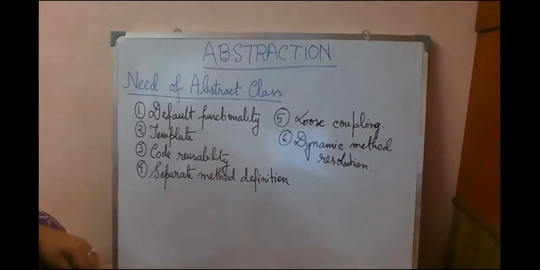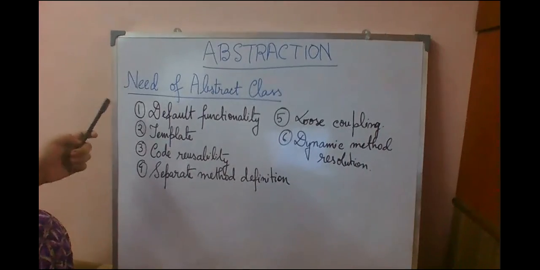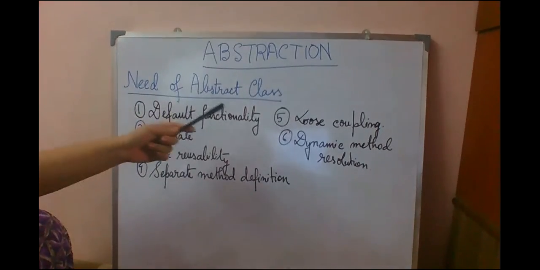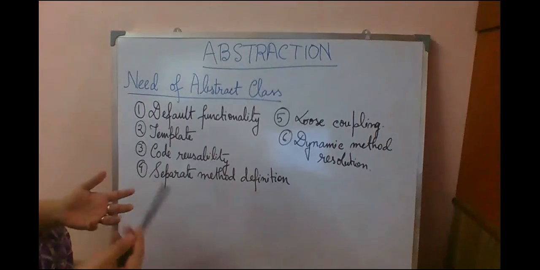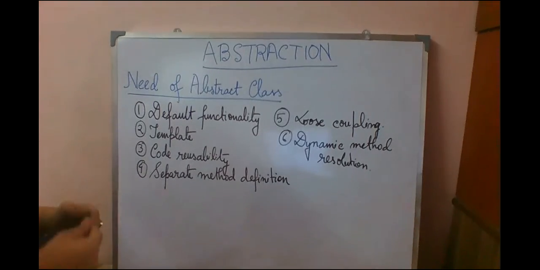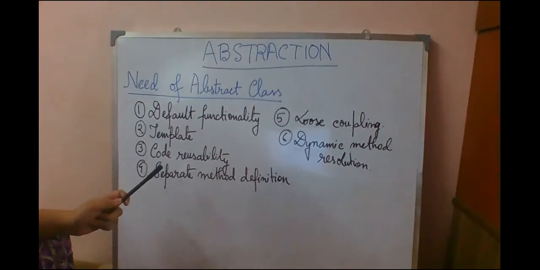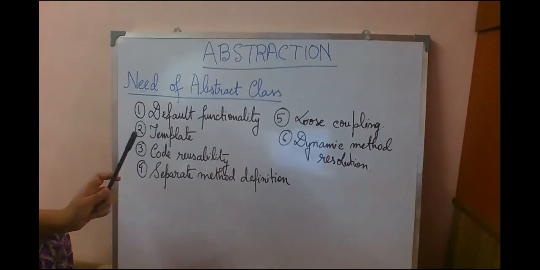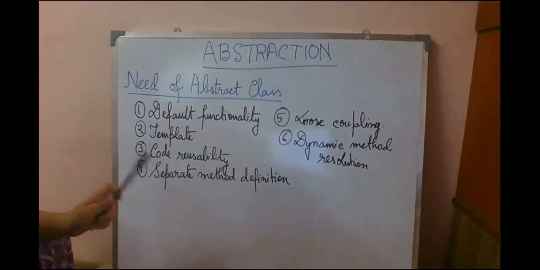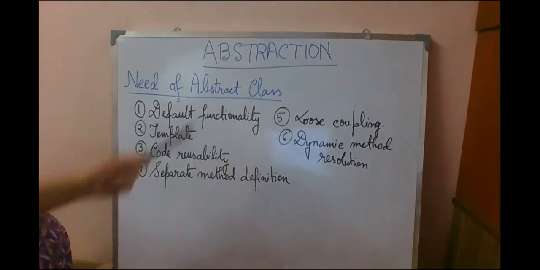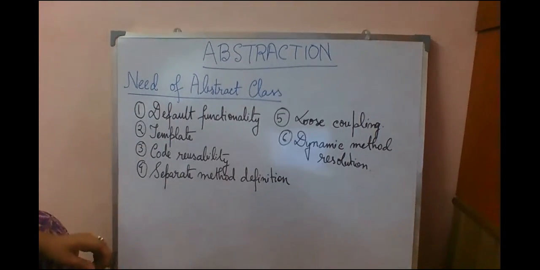So here is a list of points explaining why do we need an abstract class. I would recommend that as soon as you come to this part of the video, you take out your copy and start making notes, because this is a type of a question which will come in your university exam. I mean, there's a high probability that it may come in your university exam. So writing these 5 or 6 points may fetch you good marks.